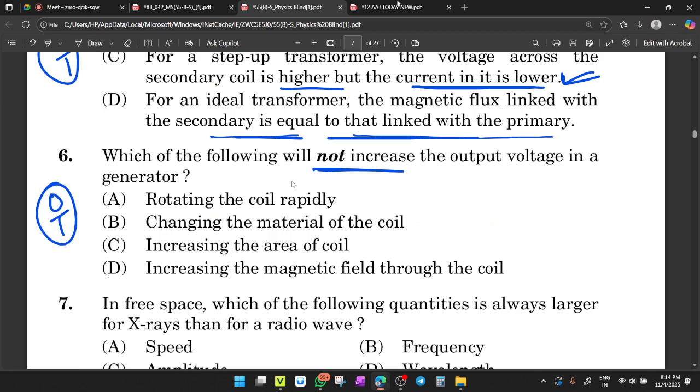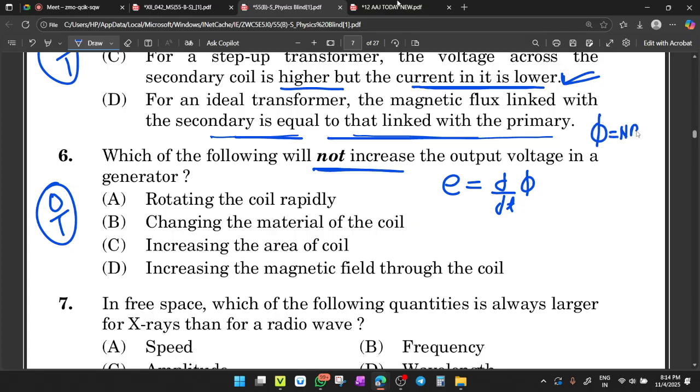See student, this is talking about voltage. So we know the formula for induced voltage by the induction method: E is equal to d phi by dt. And you know the formula for phi: phi is equal to B dot A. So phi is equal to NBA cos theta. What is phi? Phi is equal to N B dot A, so phi is equal to NBA cos theta.